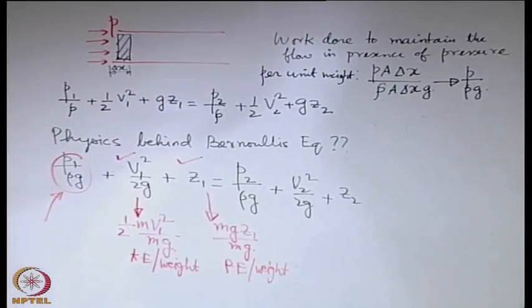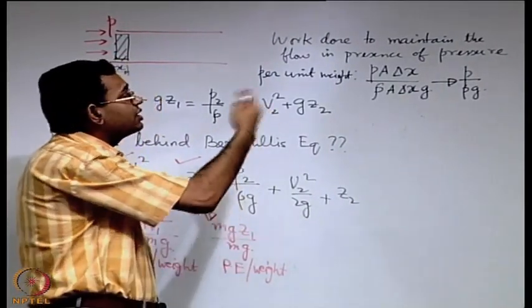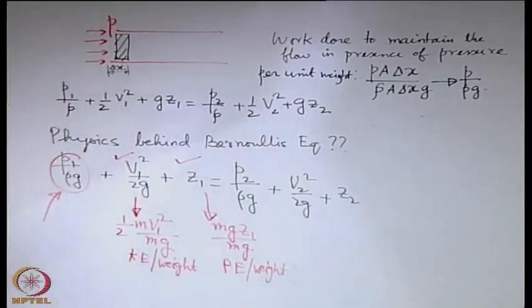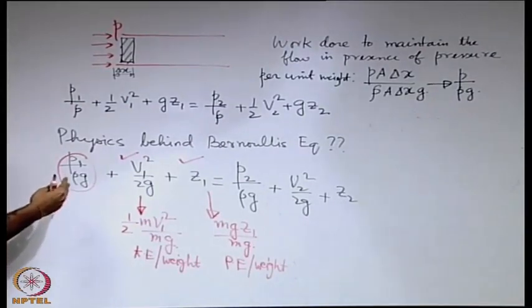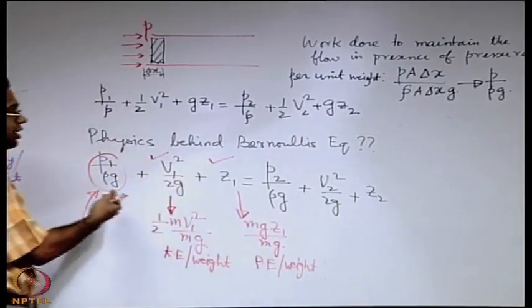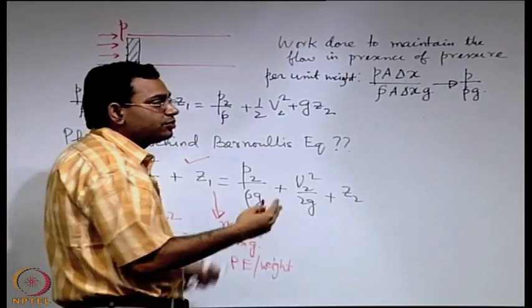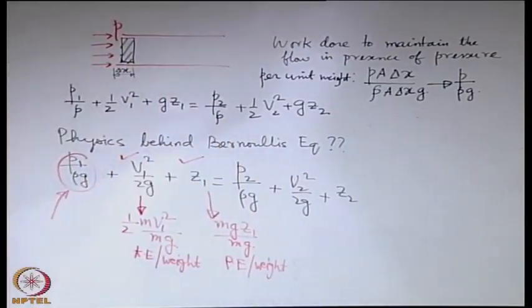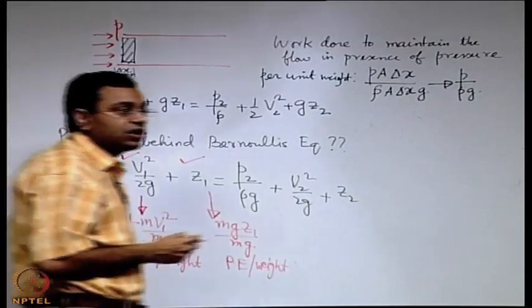So you can see that this is the same as the first term in this Bernoulli's equation. What does it represent? It represents the work done to maintain the flow in presence of pressure. That is fundamentally what it represents. If there is no flow, then this term would have been absent. So the fluid must be capable of transmitting this additional energy through its motion so that it can overcome whatever pressure is there and still maintain the flow. This extra energy the fluid must possess to maintain the flow in presence of pressure is known as flow energy or flow work.